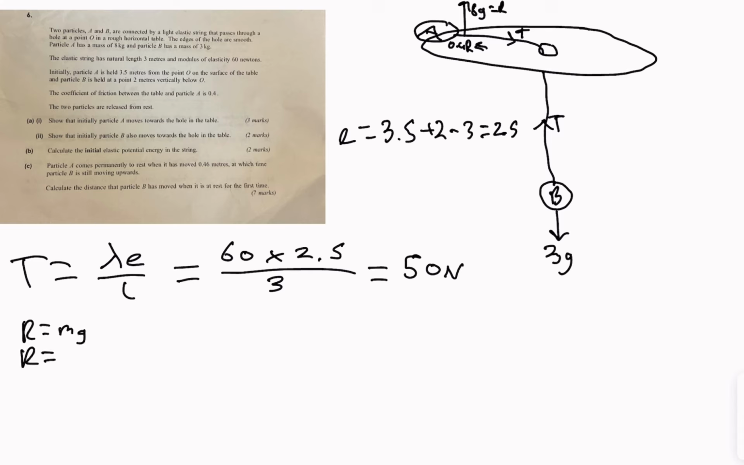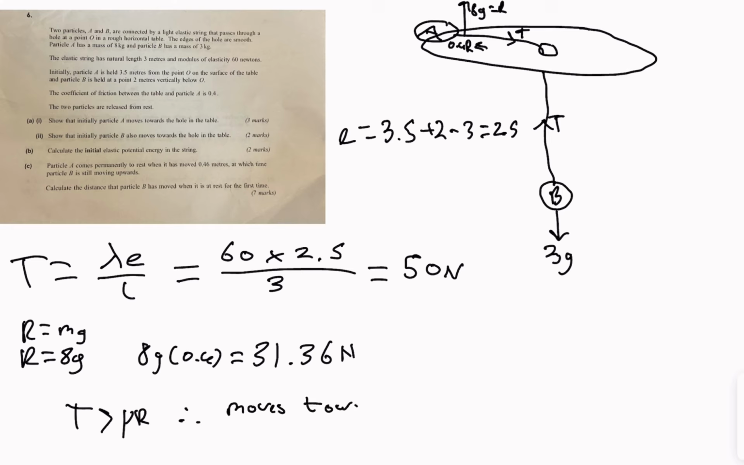Okay, so the frictional force here is going to be equal to 8g times 0.4, as we can see on the diagram here. And that's going to be equal to 31.36 newtons. Now, because the tension is more than the friction, there's going to be a resultant force acting towards the hole, which means it moves towards the hole.